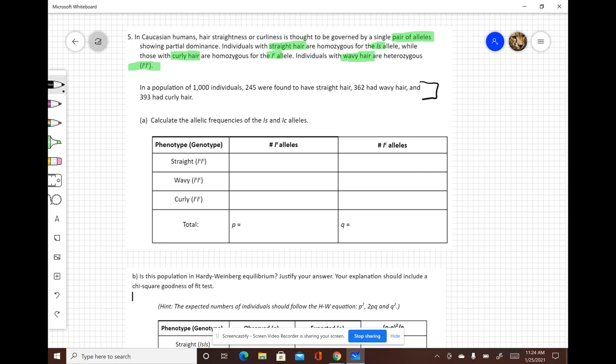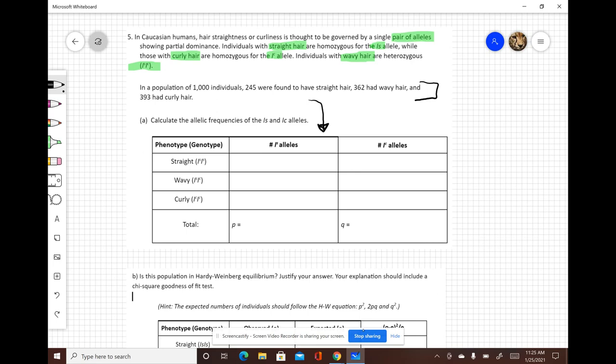This first part up here tells us a population, what type of hair they have, and how many are associated to that. And as a reminder, each of these individuals are going to have 2 alleles, and so that's going to help us complete this chart down below here.